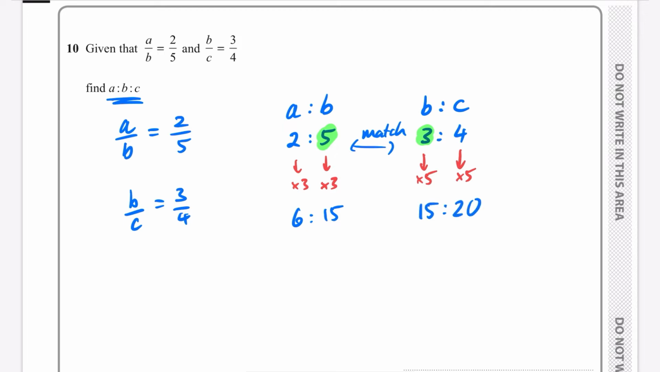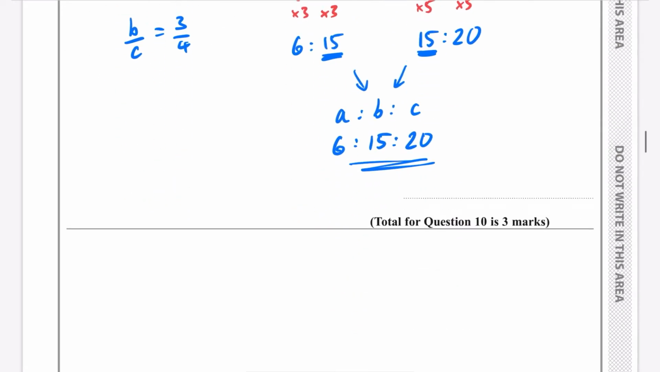Now that they are matching each other here and here, we can combine these two ratios together so that we can do A to B to C. A is 6, B is 15, and C is 20. So the answer for this is 6 to 15 to 20.